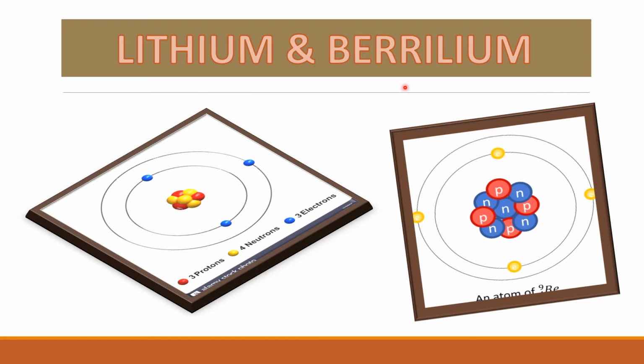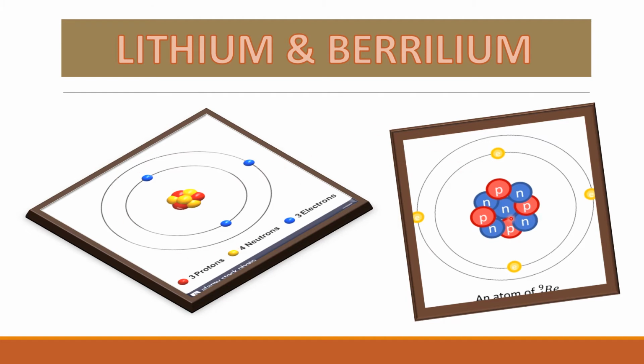Next one, lithium and beryllium. So this is lithium atomic structure where 3 protons, you can see 4 neutrons, 1, 2, 3, 4. 4 neutrons are present within the nucleus and 3 electrons are present. 3 electrons, 1, 2 and 3. So more than 2 electrons, that's why in the second orbit 1 electron is there.